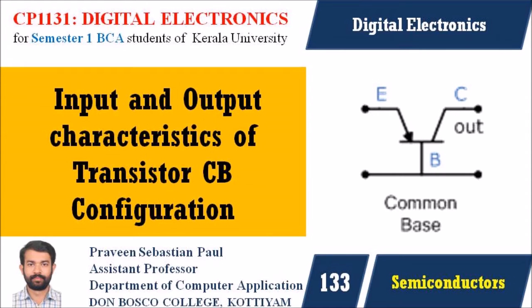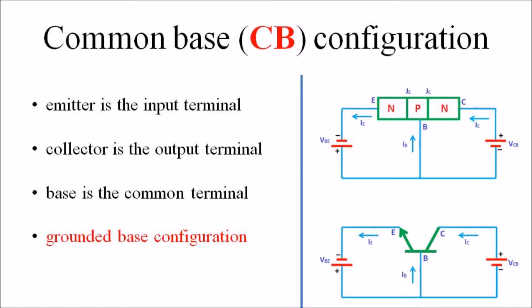In this lecture, we are discussing the input as well as the output characteristic of a common base configuration. As we mentioned in the previous lecture, in common base configuration, the emitter terminal is the input terminal, the collector terminal is the output terminal, and the base terminal is connected as the common terminal for both input and output.